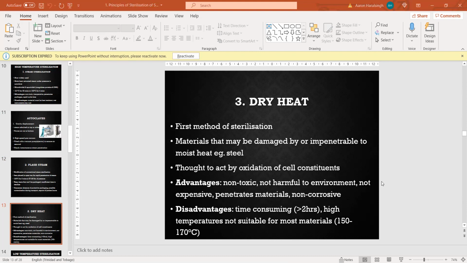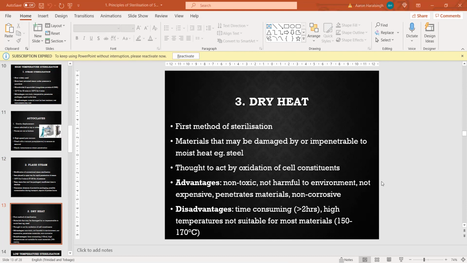Just a second, we'll be looking at some more of the dry heat approaches. So steam under pressure is an autoclave, right?